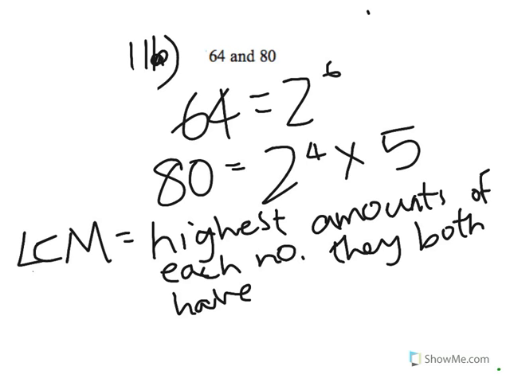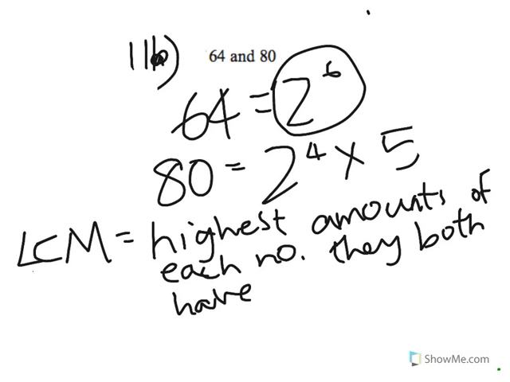Alright, so for 11b, you're being asked to find the lowest common multiple of these. So again, you have them split into their prime factors. And when you have them split into their prime factors, what you're looking for is the highest amount of each number they both have. So in this case, 64 has 2's, and 80 has 2's and a 5. So you're looking for the highest amount they both have. So what is the highest amount of the 2's they possess, both of the numbers?